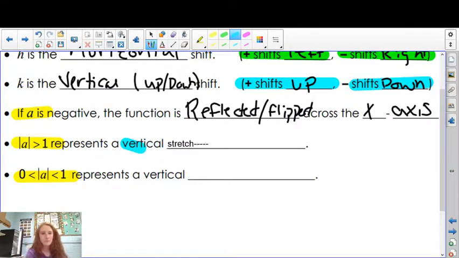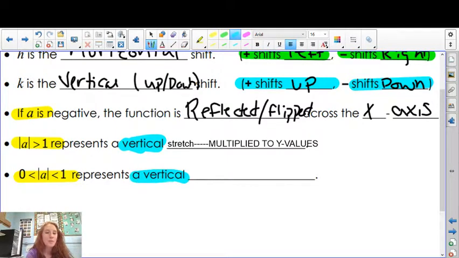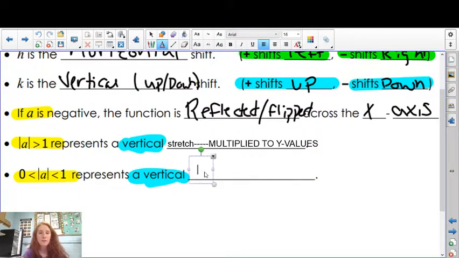Vertical stretch, which means that it is going to be multiplied to the y values. If it's less than 1 but bigger than 0, it's going to be a vertical shrink. Which means it's going to be divided to the y values.